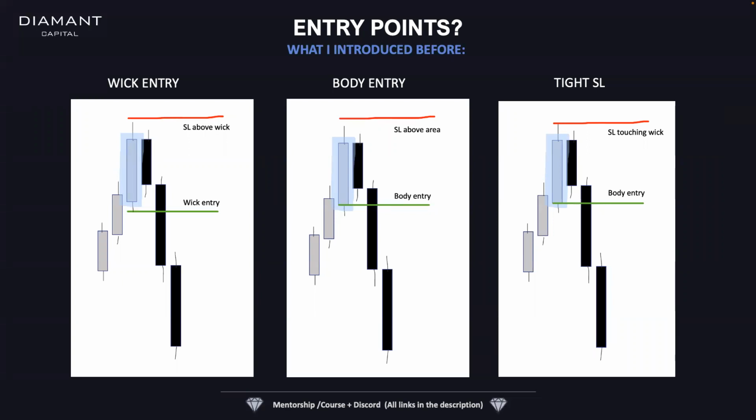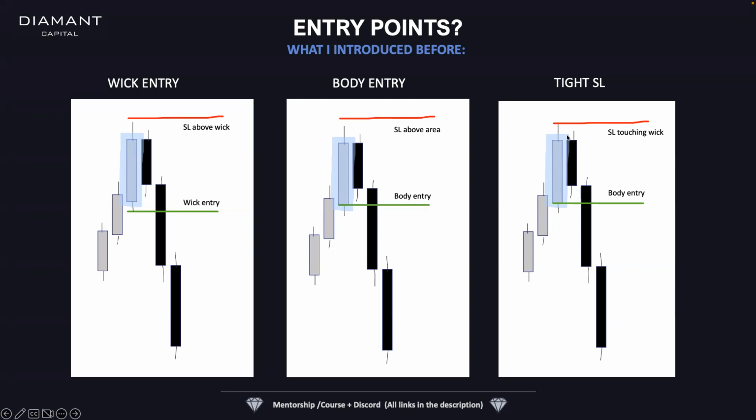But of course, your risk to reward is going to be much higher because your stop loss is going to be smaller. How you would enter this: body entry, stop loss above the area. And then finally, a tight stop loss. I've even seen a lot of guys implement this where they keep their stop loss, body entry, and the stop loss just above the end of the body as well.